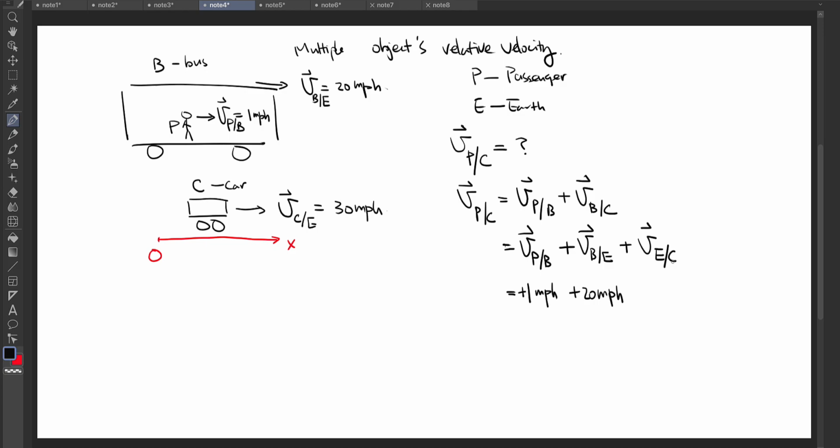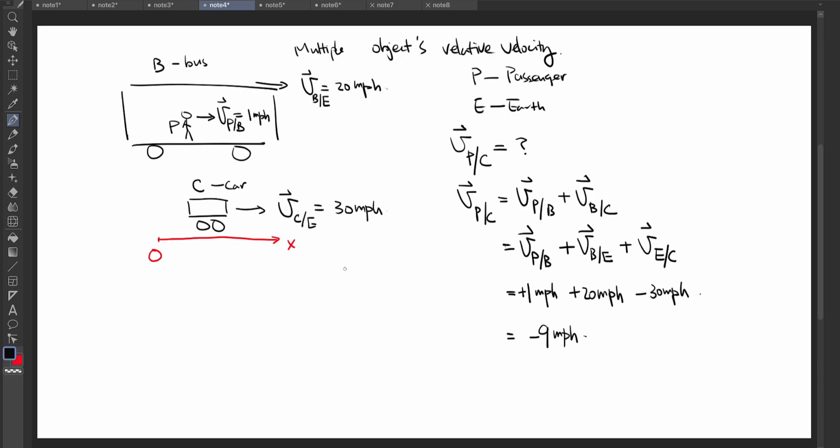Now Earth relative to the car is the opposite of this vector, so it's negative. Therefore, when I add up all three numbers, I get -9 miles per hour. So relative to the car C here, the passenger on the bus is moving backward with velocity 9 miles per hour. Okay, so that's how you do multiple objects relative velocity.